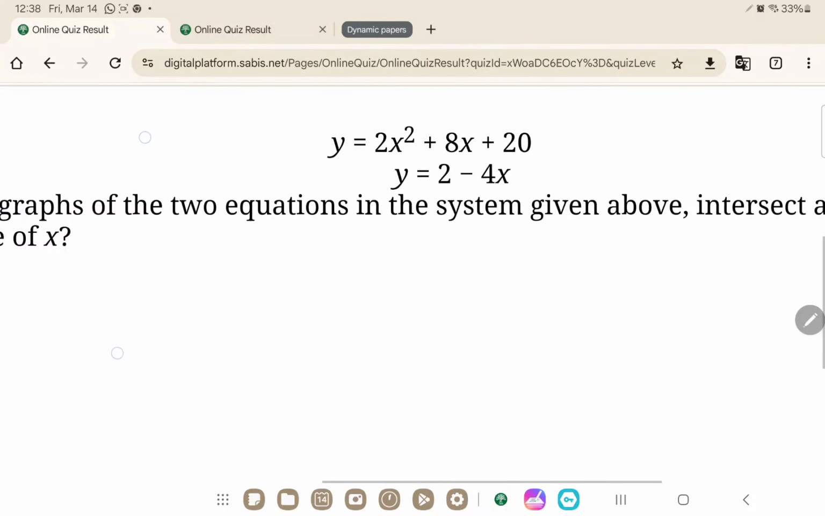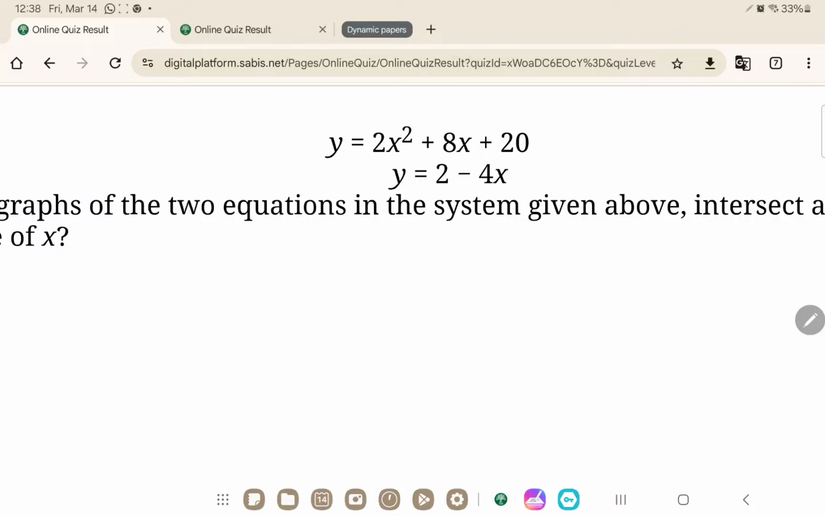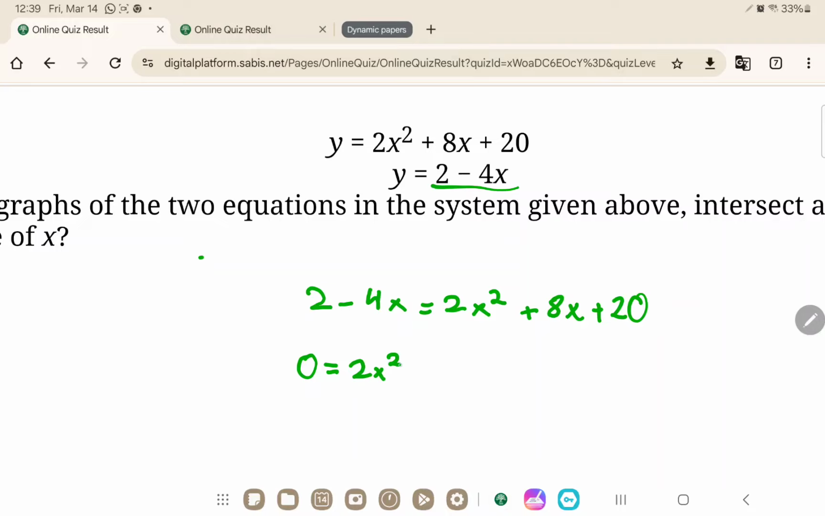Okay, here they want the value of x again, but they're telling you x intersects at only one point. So y is this and y is this. So 2 minus 4x equals 2x squared plus 8x plus 20. Now, what we're gonna do is move everything to one side. So 0 equals 2x squared plus 8x plus 20 minus 2, plus 4x.